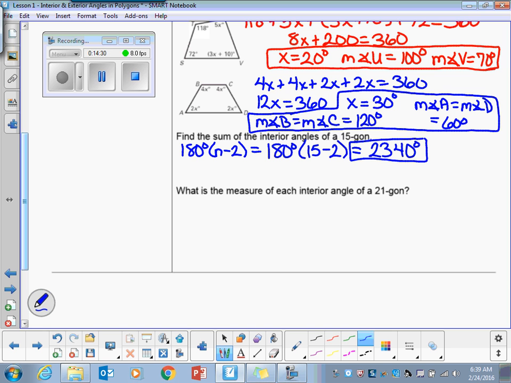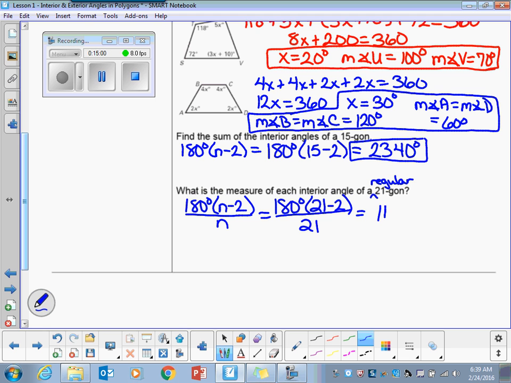What is the measure of each interior angle of a regular 21-gon? In which case we take our sum of the interior angles formula and we divide by the number of sides. So 180 degrees times 21 minus 2, all divided by 21. In this case, 1,140 divided by 7. That's going to give you a decimal, and I do not take decimals. So make sure you give me a fraction that is simplified.